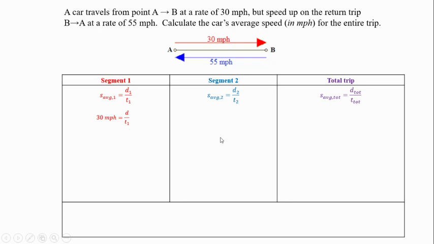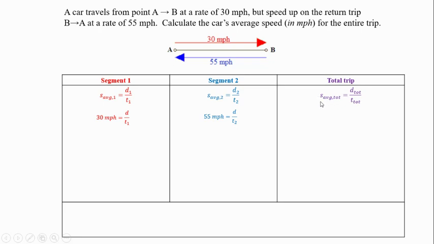I can use the same strategy for segment 2 here. I do know that on the return trip, the car is moving at a rate of 55 miles per hour. Again, D2 just got turned into D because the distance there and the distance back are the same. So I'm trying to minimize the amount of subscripts when appropriate. T2, I don't know. Let's keep that also an unknown. Let's focus on what the question is looking for, though.